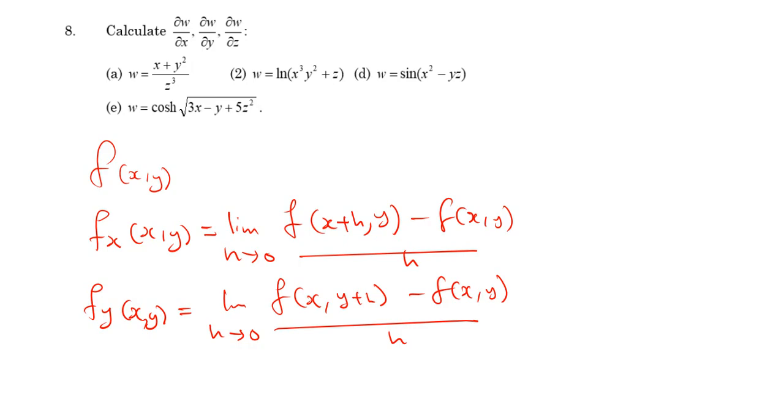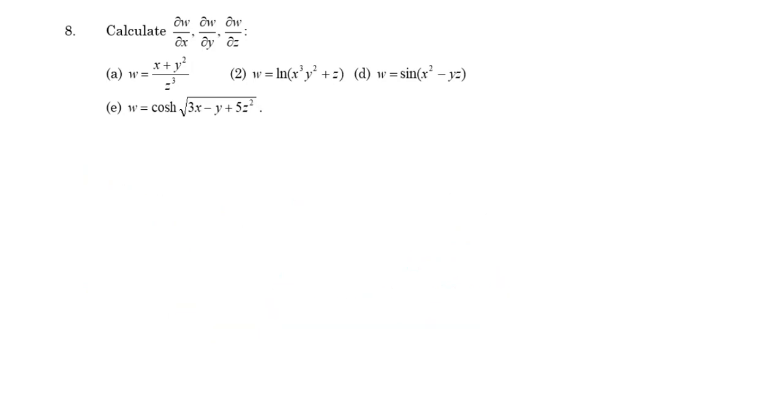Now, another notation that could be used is to write this as the partial of f with respect to x. So this is the partial derivative of the function f with respect to x. Then for y, that would be the partial of f over the partial of y, like that. So this is the partial derivative.